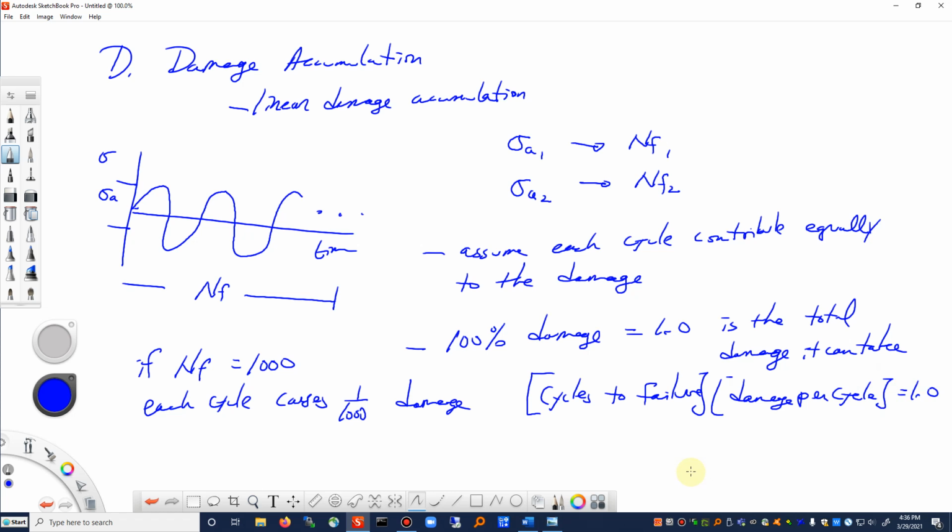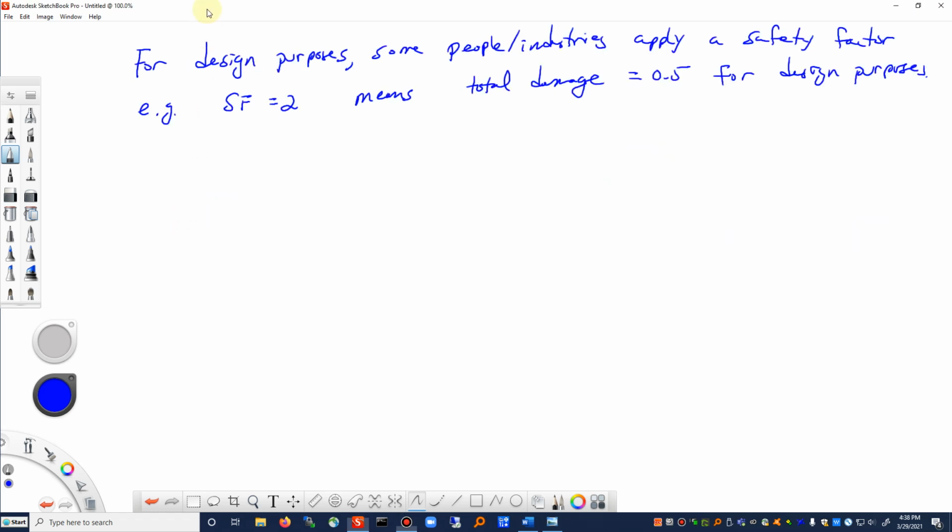Now we know with our stress life diagram that we do have scatter. So some specimens may end up with a little bit more damage than 1. Some specimens may have broken before we get to a life of 1. So for design purposes, because of the scatter in fatigue data, some people in some industries will apply a safety factor on the damage. For example, if we have a safety factor of 2, that means our component would be calculated to fail when it has a total damage of 0.5. That builds some conservatism into this calculation, and it helps to account for some of that scatter.